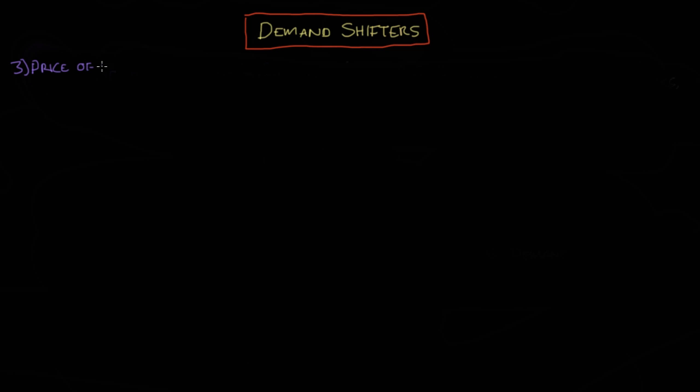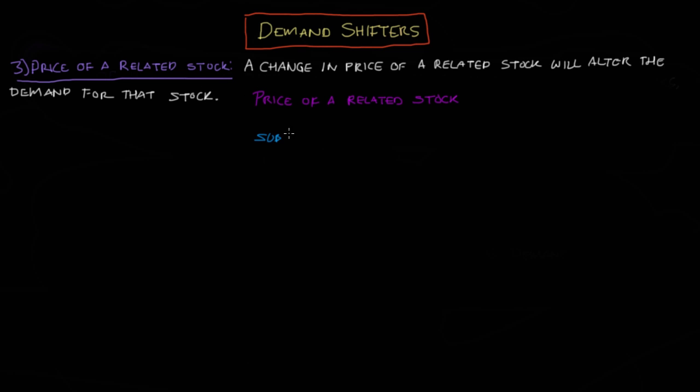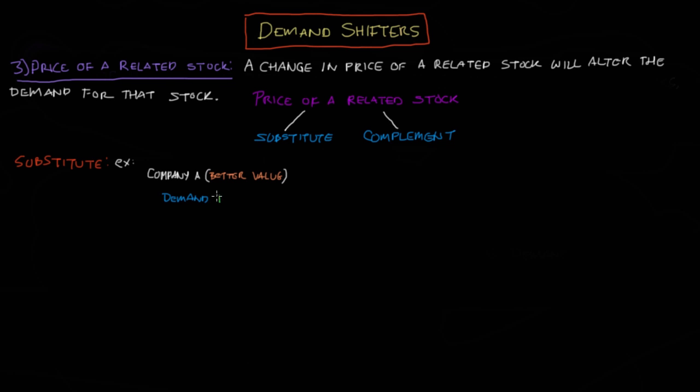The third determinant is the price of related goods, or the price of related stocks. A change in the price of a related stock will alter the demand for that stock, depending on whether or not the stock is a substitute or a complement. So, what is substitution? Let's assume that you have very similar tech companies that offer shares to the public. If one company has a higher price or might be perceived as an overvalued asset, the lesser or undervalued company might seem like a more attractive investment.